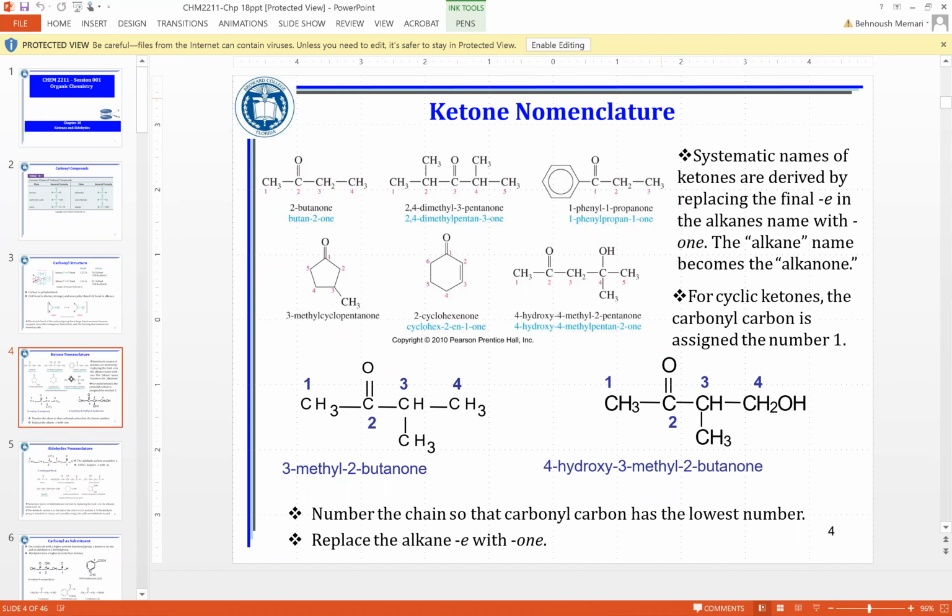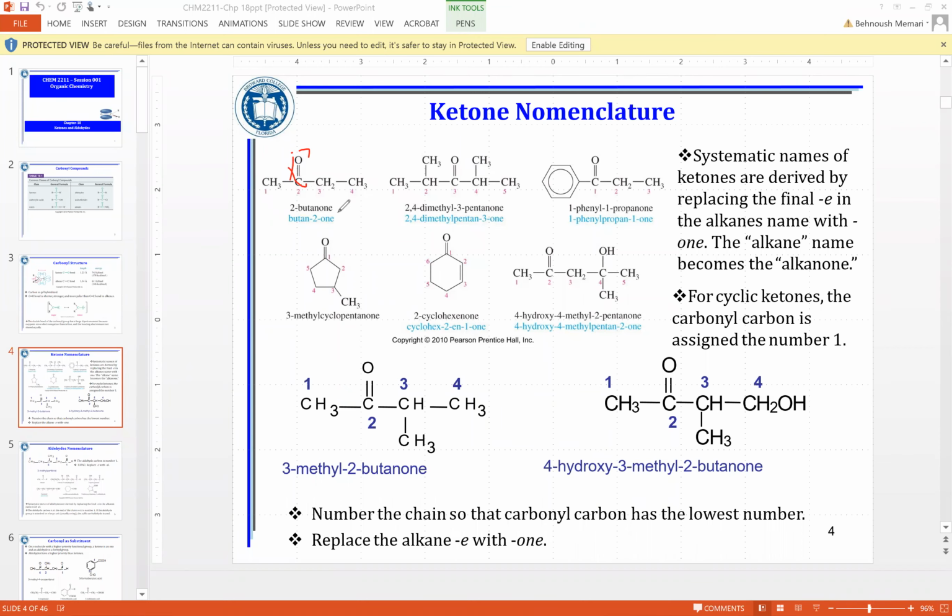How do you name ketones? The first step is to make sure that you have the longest carbon chain. That's the priority. If you learned about naming alkanes in chapter 3, then you should be able to name other groups with just the addition of one new rule. So a ketone has a functional group of a CO double bond.